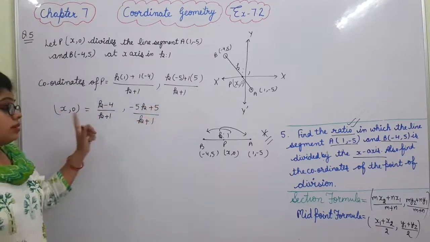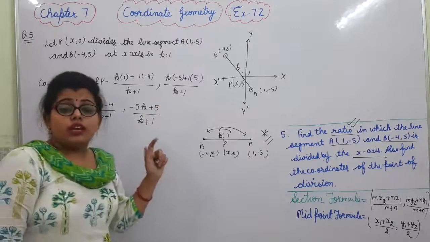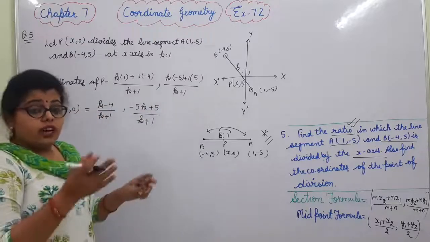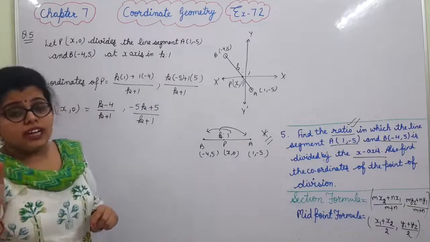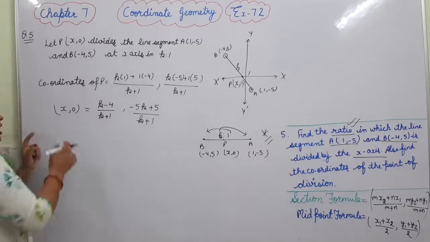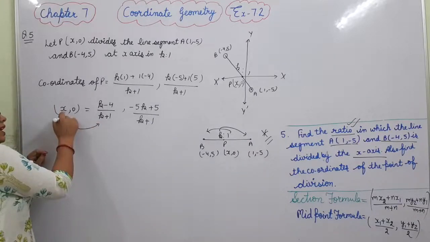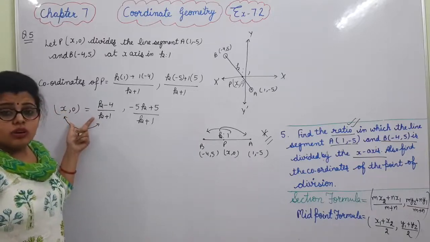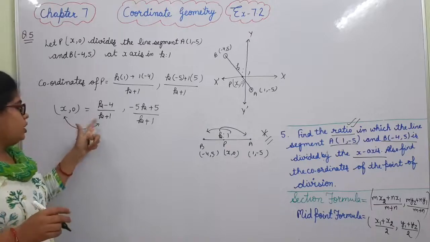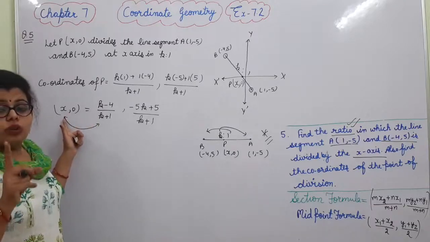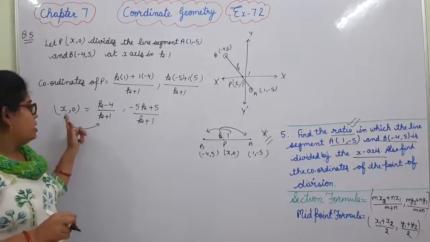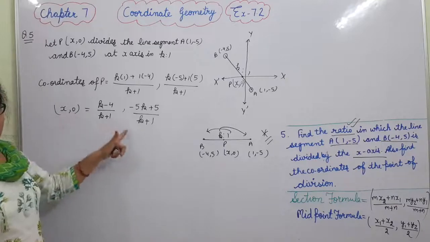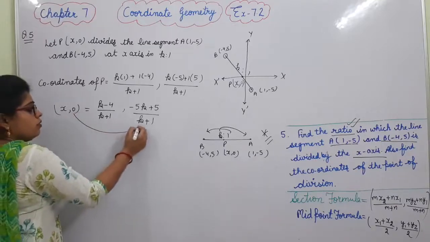Now dear students, we have to find the value of k. For finding the value of k, in the previous question we compared the x coordinates. Now if we compare these x coordinates, there will be two variables, k and x, and the question will become more complex; we will not get the value of k. So leave this. We will compare the y coordinates because y is 0, which is given.